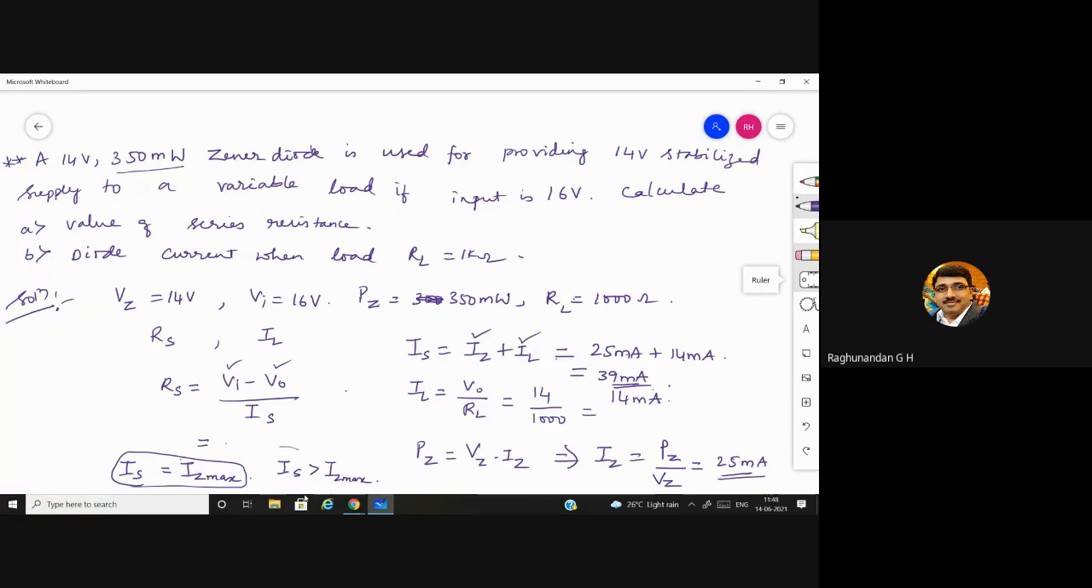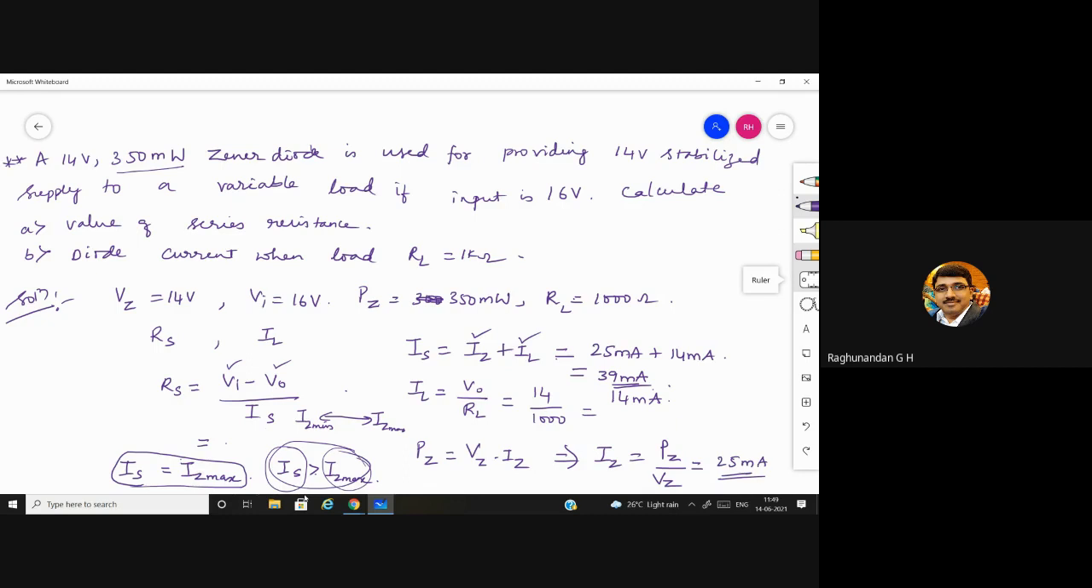Your IS should not go above IZ max, because even though we say the Zener diode accepts current and is very flexible with variation in the current, even that has a range, IZ minimum to IZ max. The current should be between these two limits only. This state should not come with respect to the Zener diode. If this occurs, the Zener diode is going to be damaged, when you remove the load.